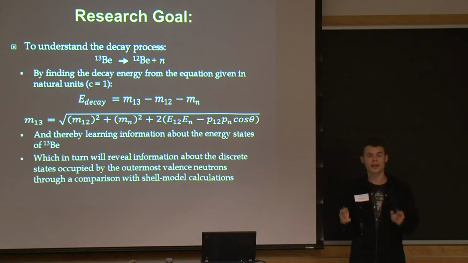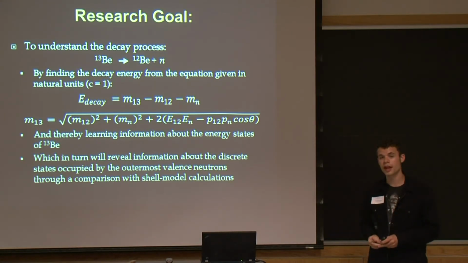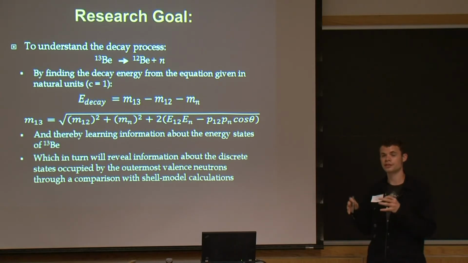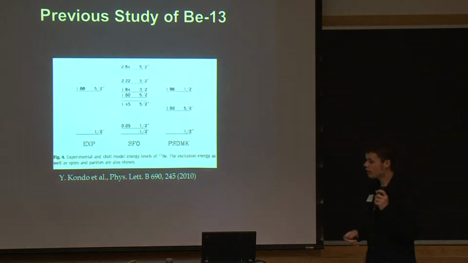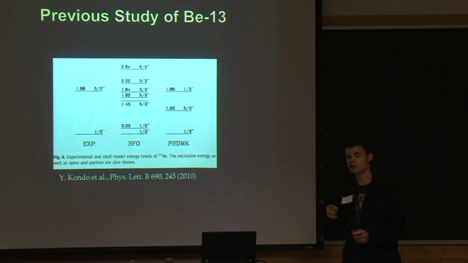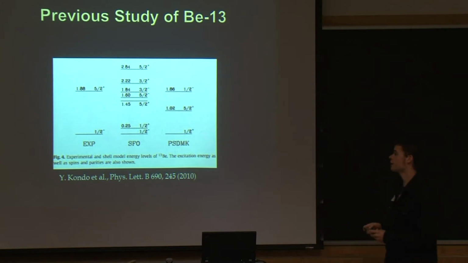Once we know the decay energy, that's going to tell us information about the energy states of beryllium-13, and in turn information about the discrete energy levels of the outermost valence neutrons. Those we can then compare to existing shell model calculations. So work on this research was actually recently completed by a team working in Japan, and their experiment awaits confirmation. But we have their results, and the Japanese saw something interesting.